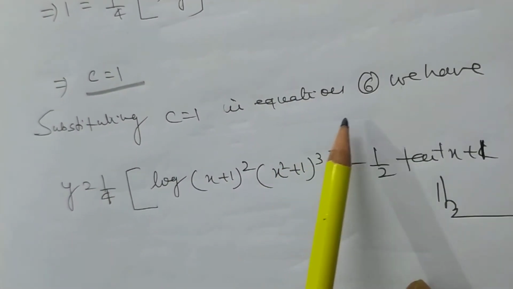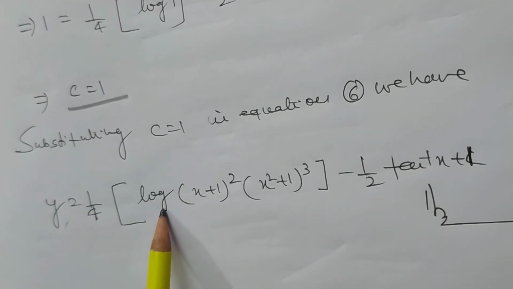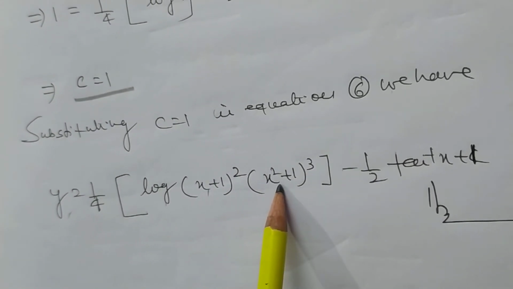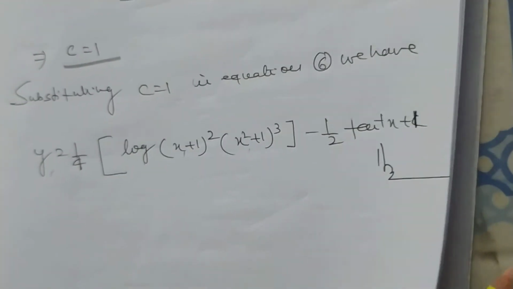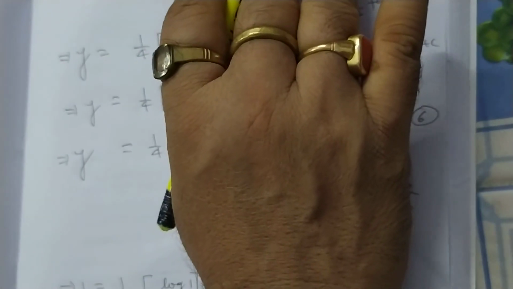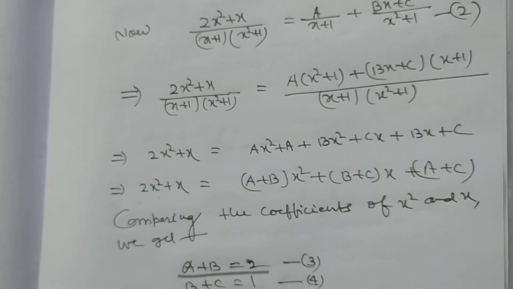Substituting c = 1 in equation 6, we have y = 1/4 log[(x + 1)²(x² + 1)³] − 1/2 tan⁻¹x + 1. So my dear student, in this way we can solve this problem. And I hope you have understood me, you have followed me.